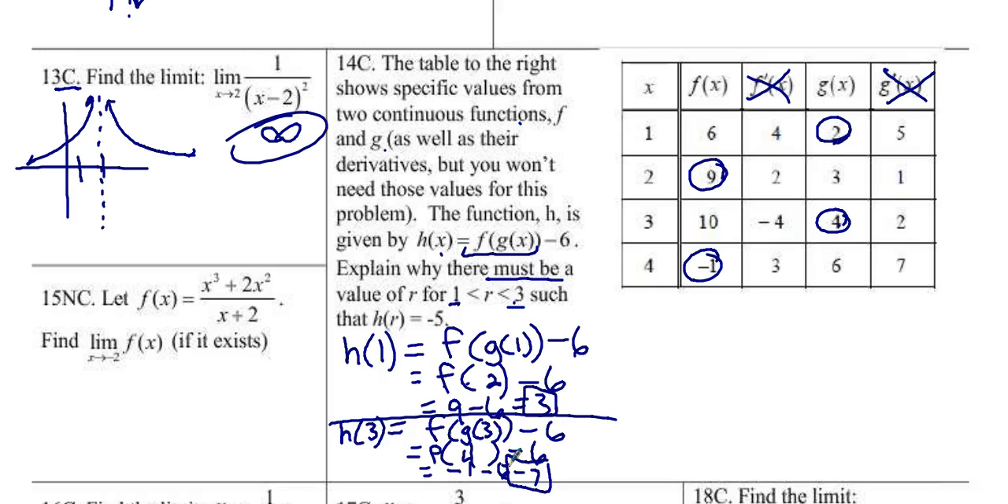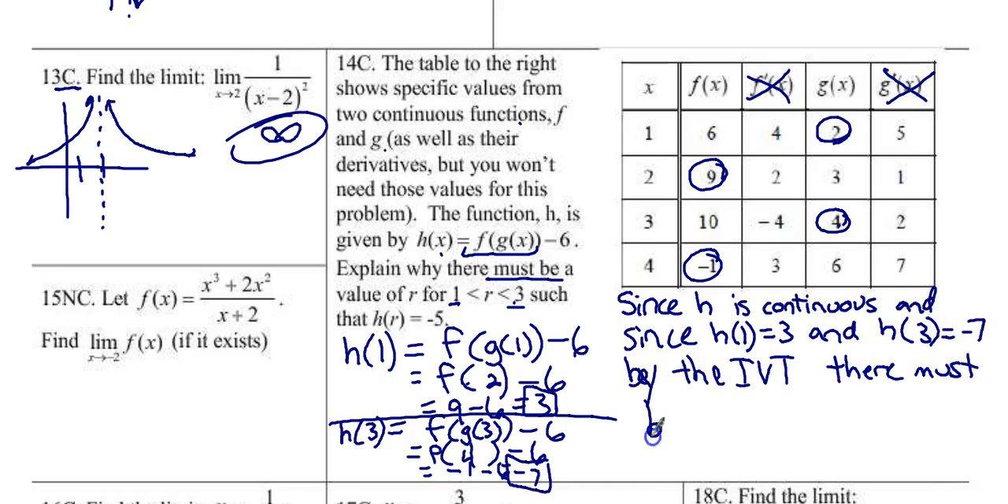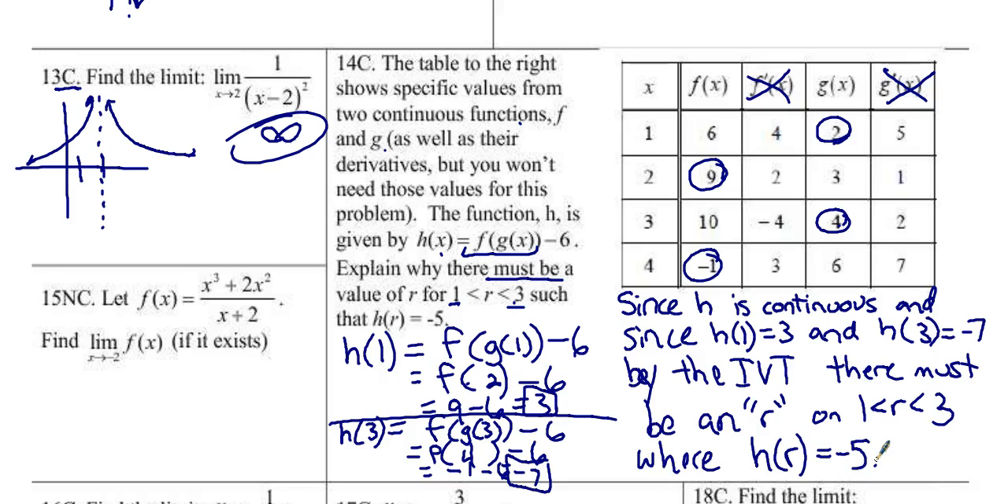So here's our conclusion. Since h is continuous, because we talked about compositions of functions being continuous, and since h of 1 equals 3 and h of 3 equals negative 7, by the IVT there must be an r on the interval 1 is less than r is less than 3, where h of r is equal to negative 5. And there's number 14.